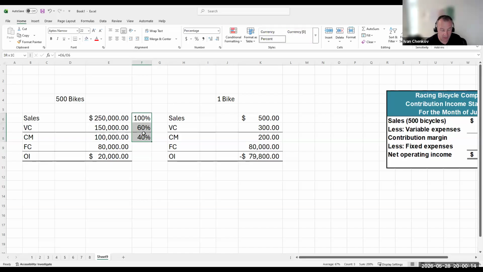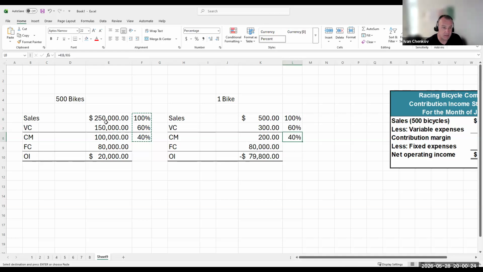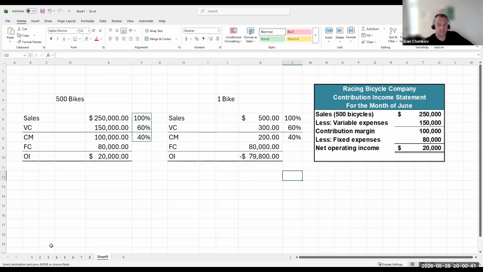Let's see what our percentages will be if we're selling one unit. Well, magically, it's going to be exactly the same. Why? Because the only thing that drives the sales and the variable cost is the number of bikes that we're selling. We're keeping the sales price the same, variable cost the same. Obviously, contribution margin is going to be the same. So the percentages are never going to change. Okay, that's great. So let's go back to the slides and see how they continue on this point.